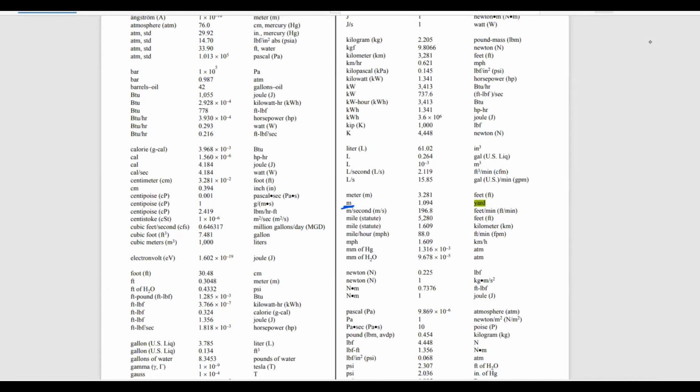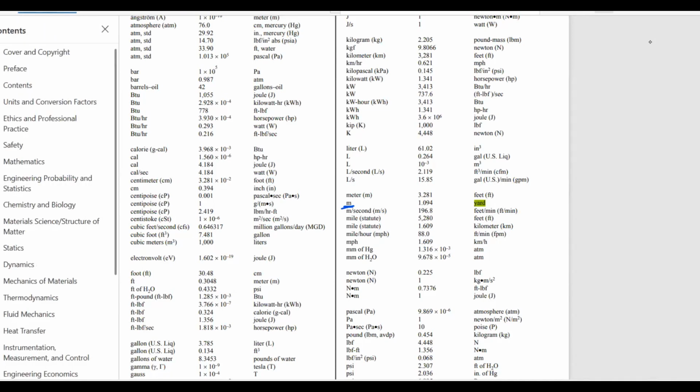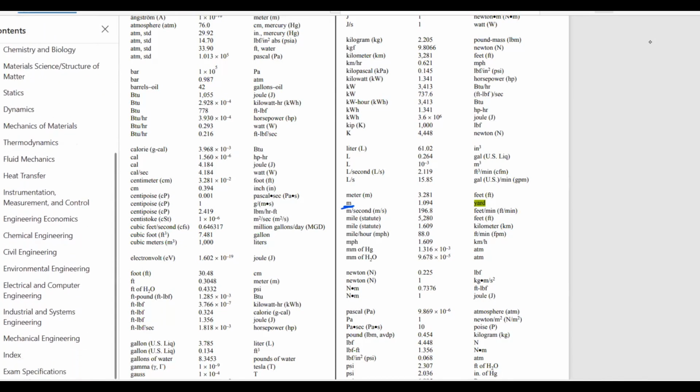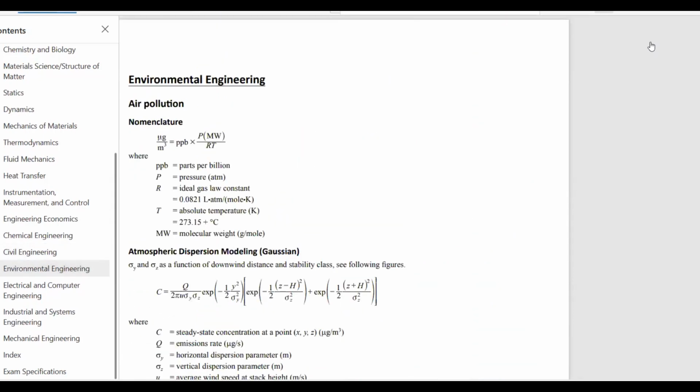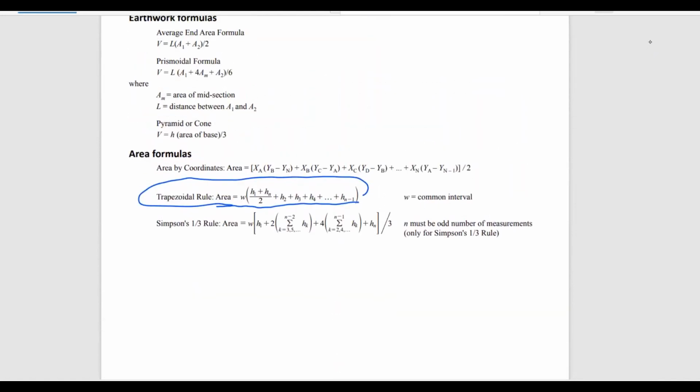Let's look at Simpson's rule. I know Simpson's rule is under civil engineering, but it's all the way at the end, so I'm going to go to environmental and just scroll up a bit. And this is Simpson's rule. We have W, which is the common interval. In our case, it's 25. Let's write this formula down the way it is, and then we're going to substitute. Instead of height, we're going to put areas.